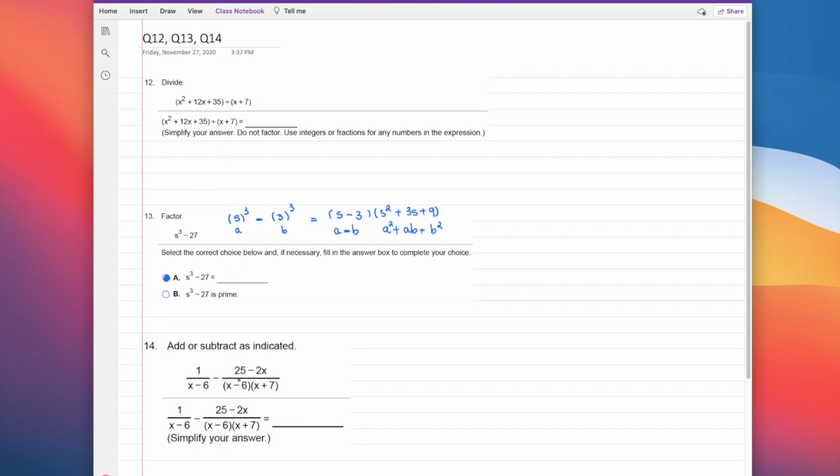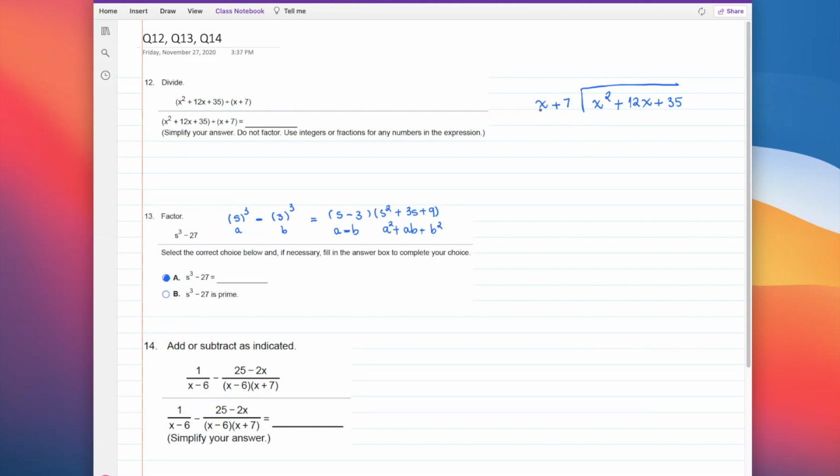Now 12 and 14 are new, from Module 3, which talks about rational expressions, rational functions, rational equations, and division of polynomials, because a rational expression has a polynomial as numerator and denominator. Question number 12 is asking you to divide two polynomials, so you use long division. I'm going to write here x squared plus 12x plus 35, divided by another polynomial, x plus 7.